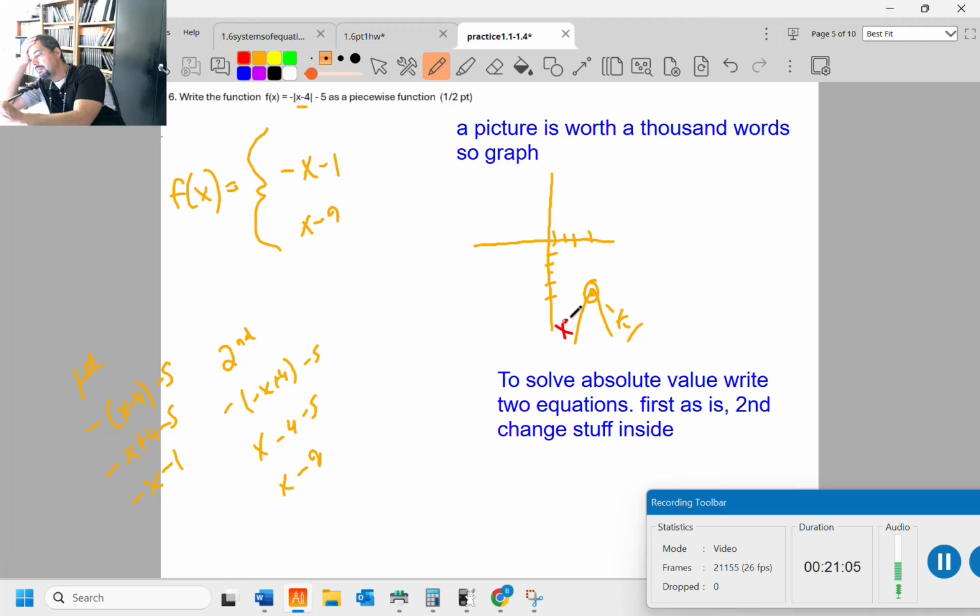And you can see it's got positive slope, right? It's x minus 9. We need to worry about our domain statements. This function is valid if x is bigger than 4. This one is valid if x is less than 4. But one of them has to have equality, and I'm just going to pick the top one. Only one of them gets equality.